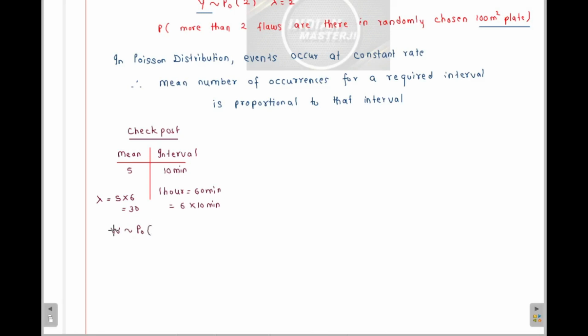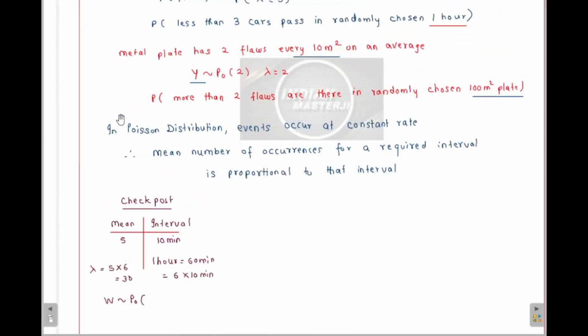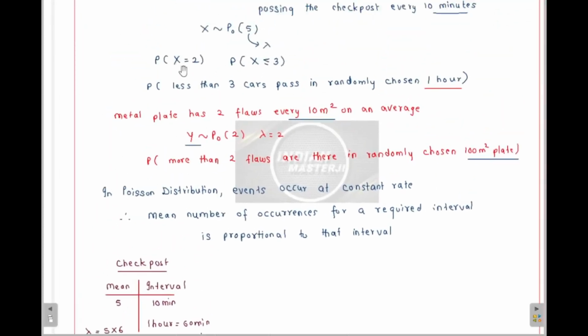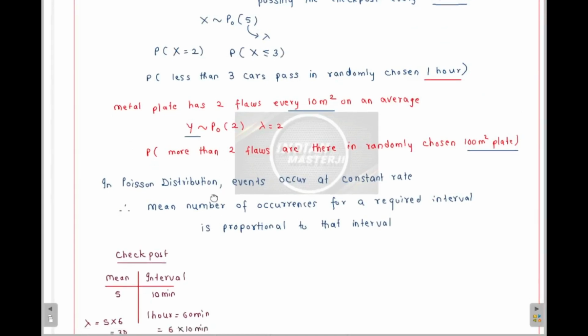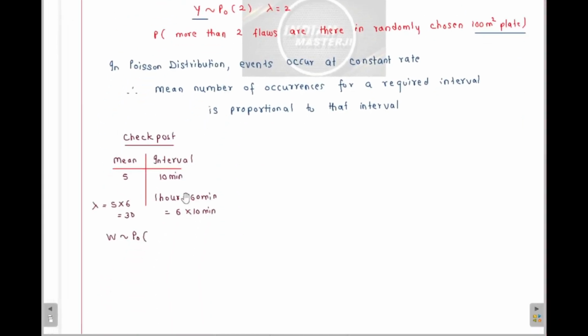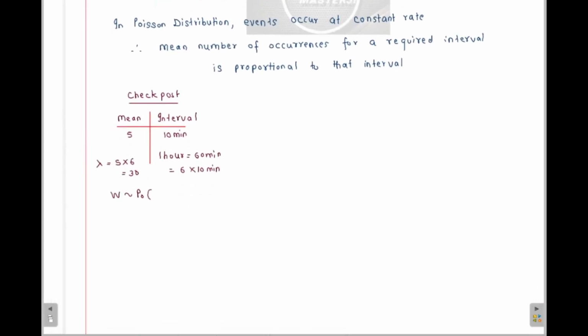Why are we changing that particular letter? Why are we not using the same letter? Because here the letter X was representing the number of cars passing in a randomly chosen 10 minutes. Because the interval is changing here, it has been changed to 1 hour, it's better to change the letter which represents the Poisson distribution. So W represents the number of cars passing through a randomly chosen 1 hour, and it will have a new mean that is equal to 30.